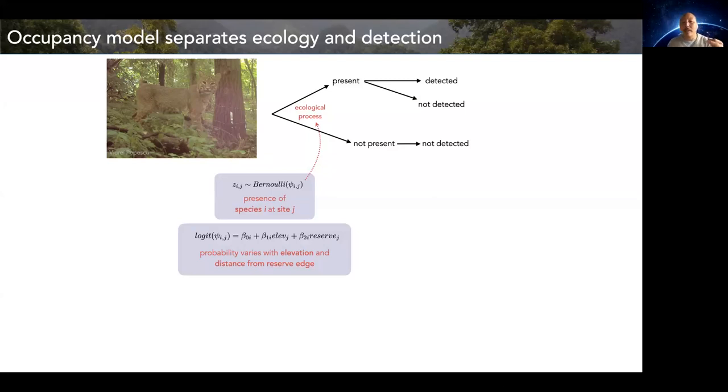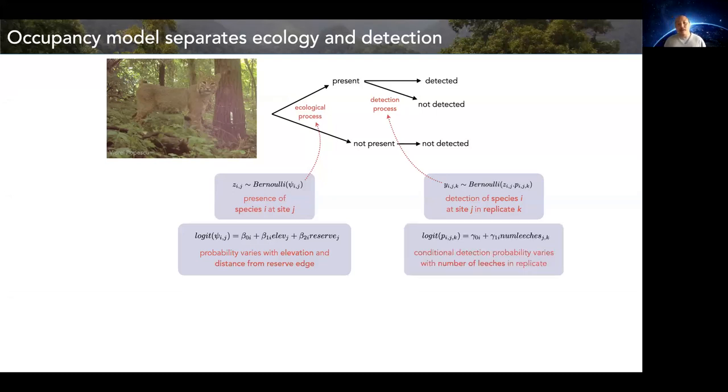Now, if it is present, then there's a probability that you will detect it or not detect it, and that depends on lots of things. In our case, we were able to measure the number of leeches per tube, which is like sampling effort, and we used that partly to parameterize the detection probability.